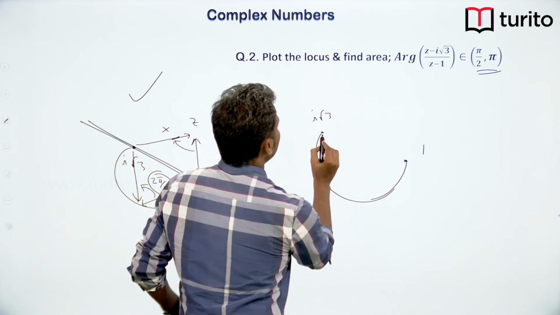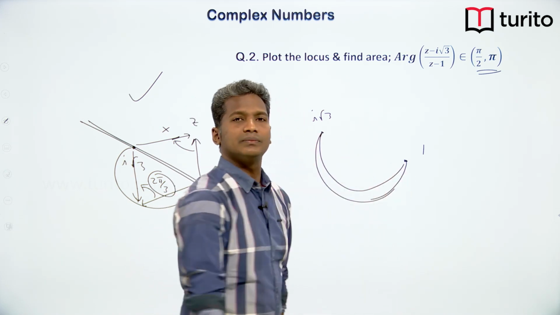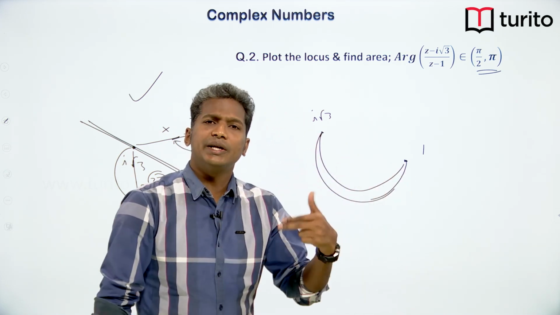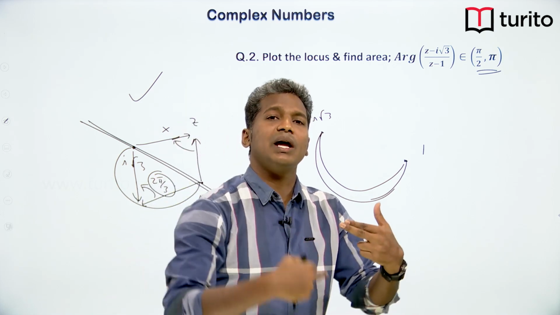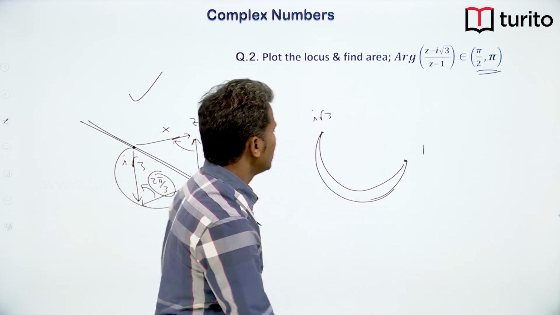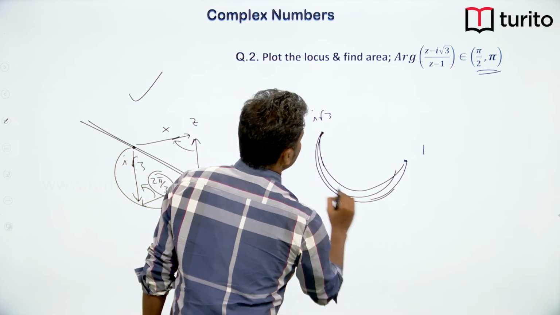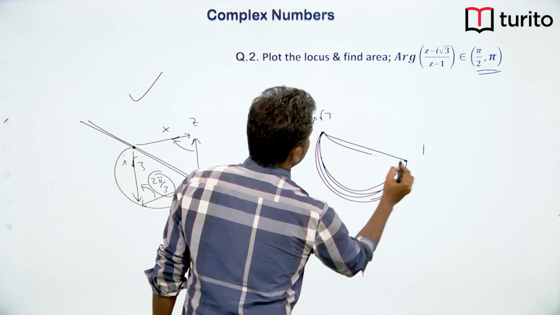So, here we will get another arc like this. And if I increase that to 92 degrees, we will get another arc. Like this, if I increase till 180, we will get all arcs till this diameter.